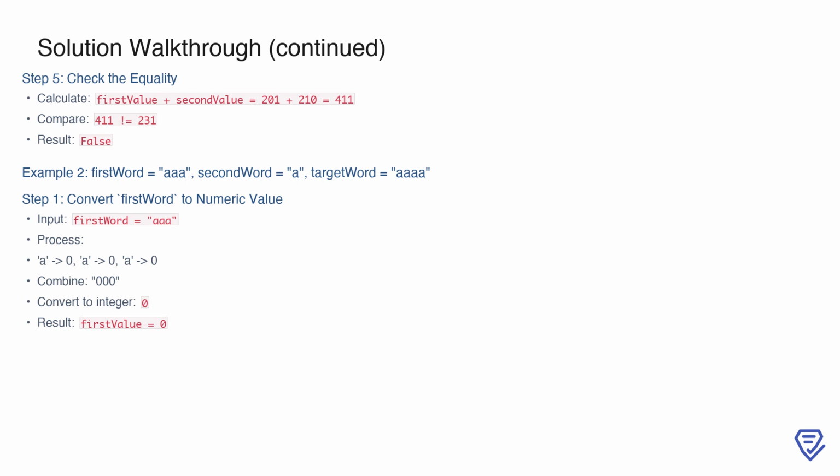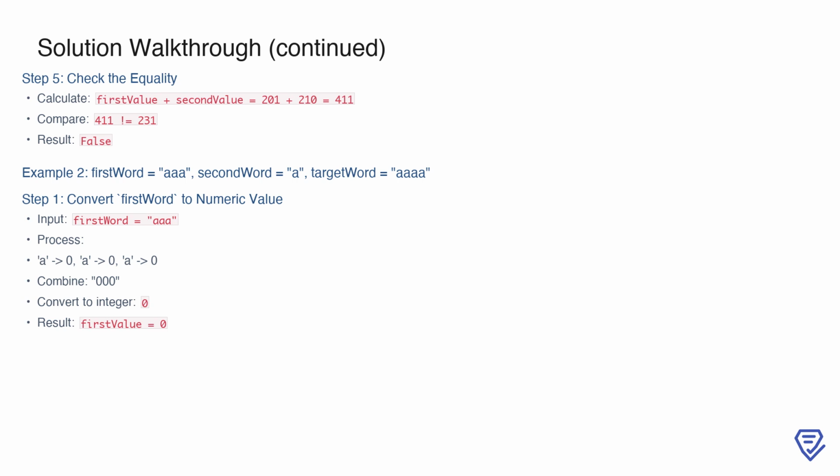After calculating the numerical values of all three words, we proceed to check if the sum of first value and second value equals target value. For this example, we calculate 201 plus 210, which equals 411. Comparing this result to 231, we find that 411 is not equal to 231. This means the answer for this example is false.